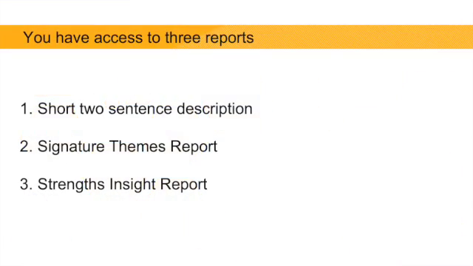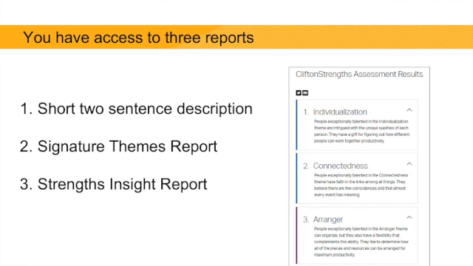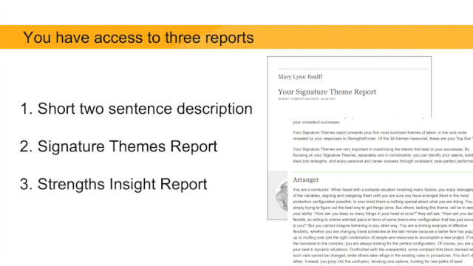Since you have already taken the Clifton Strengths Assessment or the Clifton Strengths for Students Assessment, you have access to three reports. The first one was the thing that popped up on the screen right after you finished the assessment. It was a 2-sentence description. The second report is the Signature Themes Report. This report is 5 paragraphs, with each paragraph talking about each of your top 5 strengths or themes.